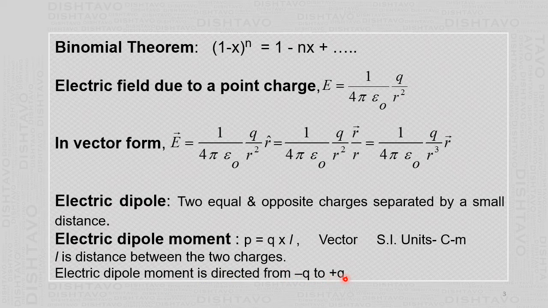Now let us see why we have mentioned here two equal and opposite charges separated by a small distance. The application of the electric dipole will come across in molecules. The molecule in fact is an electric dipole. It has a certain electric dipole moment. The molecule is made of one or more atoms. Each atom is made of positively charged nucleus and negatively charged electrons.